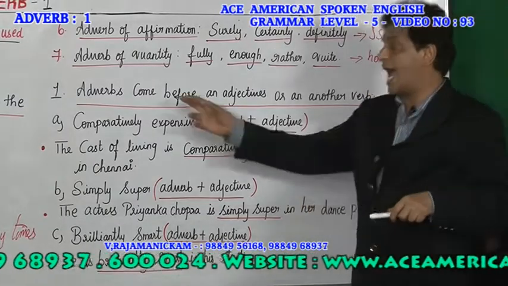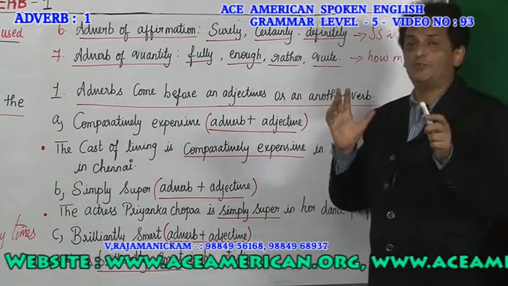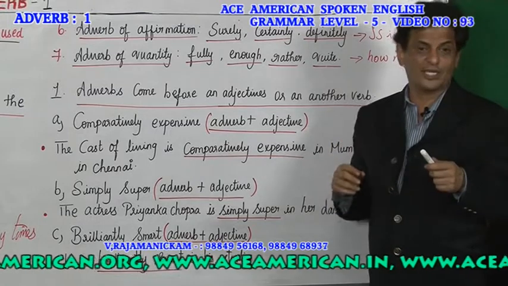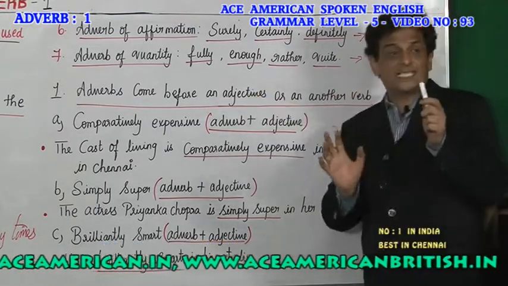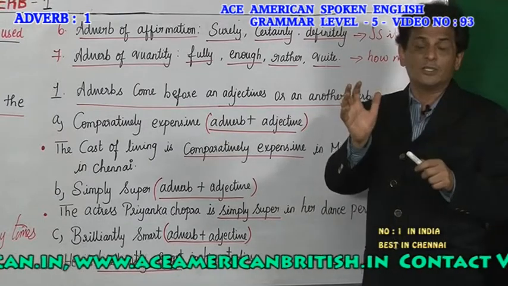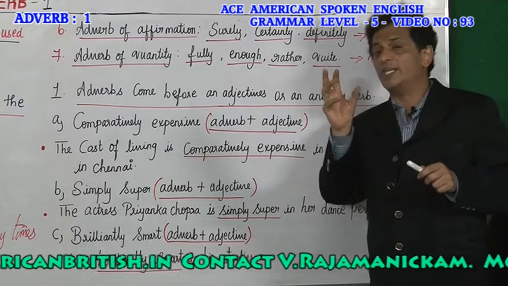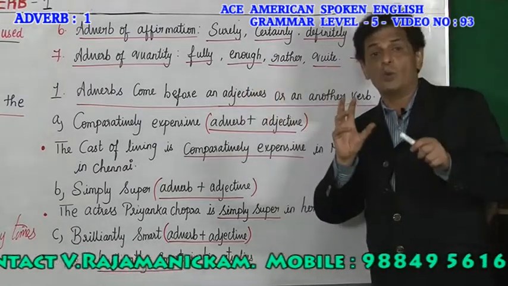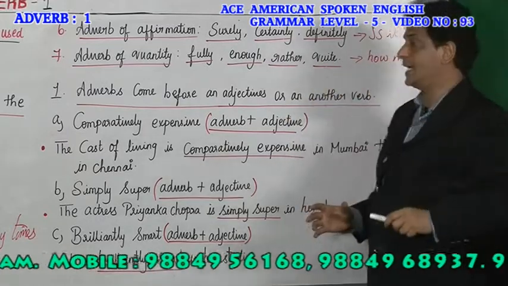Now coming here, adverbs come before an adjective. So just imagine adverb and adjective joining together. You know, noun and verb join together. Rama comes. Rama is a noun, comes is a verb. Now adjective and adverb are coming together. To qualify a noun, you are using adjective. To qualify a verb, you are using adverb. Now, adverb and adjective come together in a sentence.